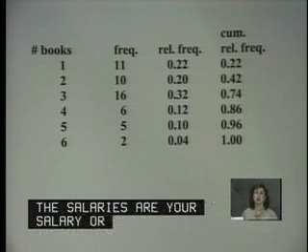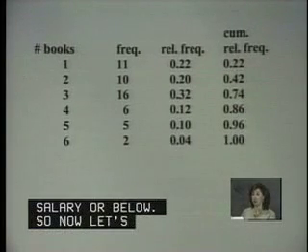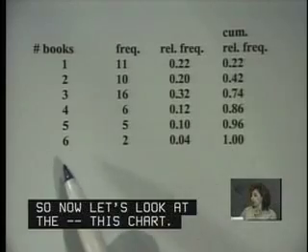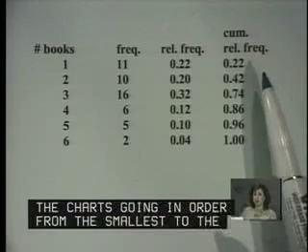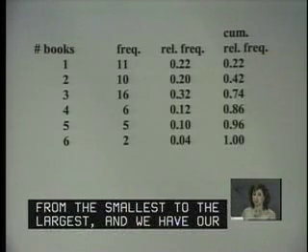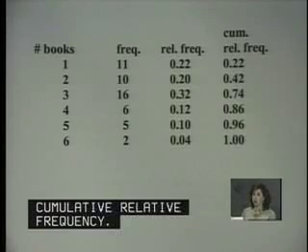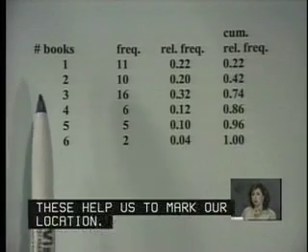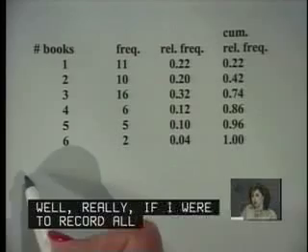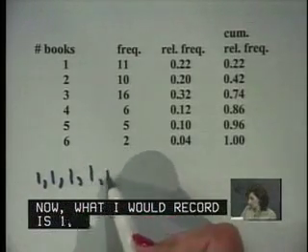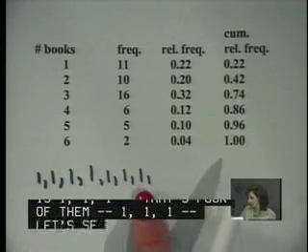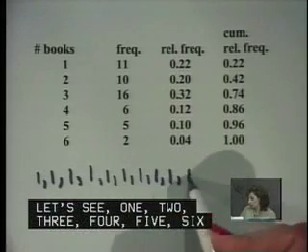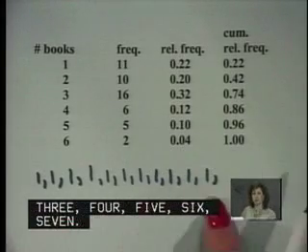So now let's look at this chart. This is why we have the chart going in order from the smallest to the largest, and we have our cumulative relative frequency. These help us to mark our location. If I were to record all the data now, what I would record is 1, 1, 1, that's 4 of them, 5, 6, 7. Okay, here are 11 ones.